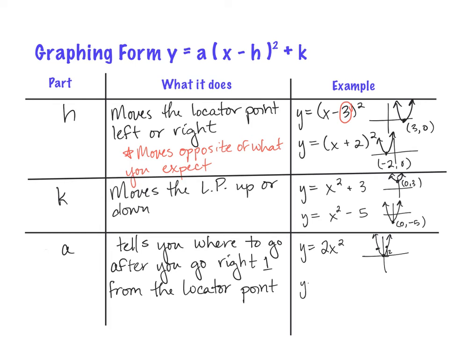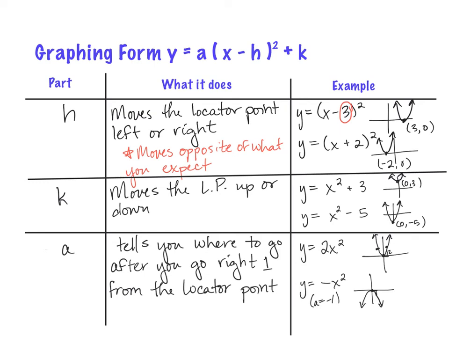If I have y equals -x squared, that's an A equals -1. I'm going to start at 0, 0. I'm going to go right 1, and I'm going to go down 1 instead of up 1. So whatever A is, it tells you go right 1, and then whatever the A value is, that's what you do. If it's negative, you go down. If it's positive, you go up. If it's 1/2, you only go up 1/2.